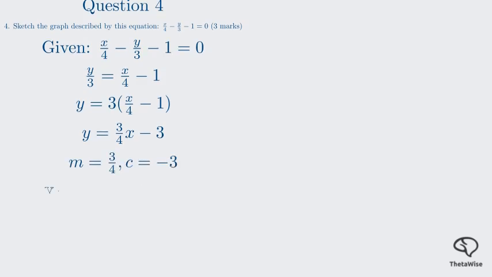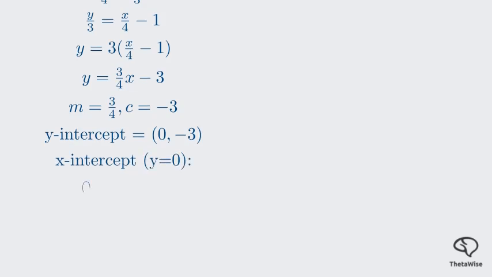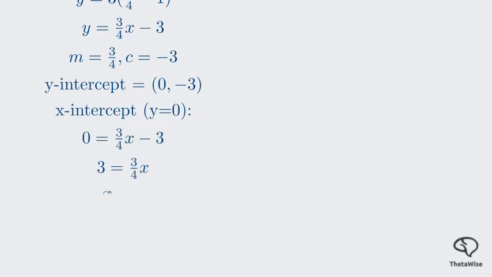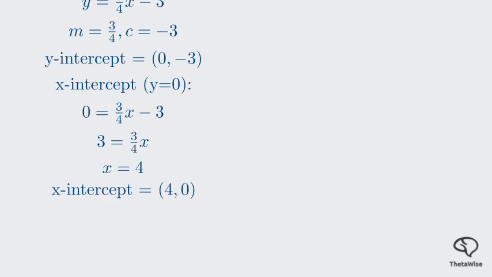Now that it's in the form y equals mx plus c, we can see the gradient, m, is 3/4, and the y-intercept c is -3. Just like before, we'll find the x-intercept by setting y equals 0. So 0 equals 3/4 x minus 3. This means 3/4 x equals 3, and solving for x gives us x equals 4. The x-intercept is (4, 0).